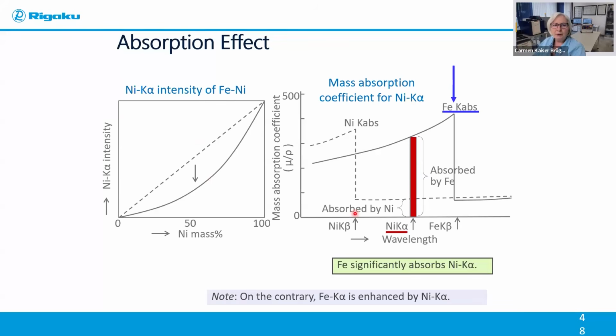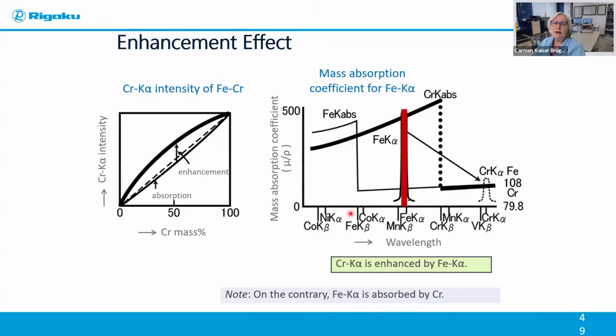Not only do we have absorption, but we also have enhancement effects. So if you have the binary mixture of iron and chrome, and this is the calibration for chrome, we will also see that the chromium is enhanced by the iron. And that is basically shown here with the mass absorption coefficients for chromium and iron. So once again, we need to make a matrix correction.